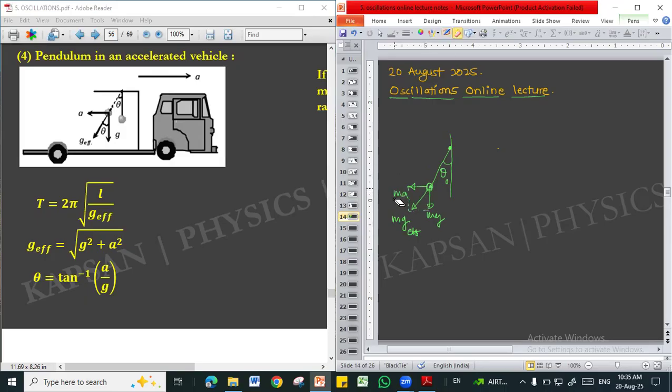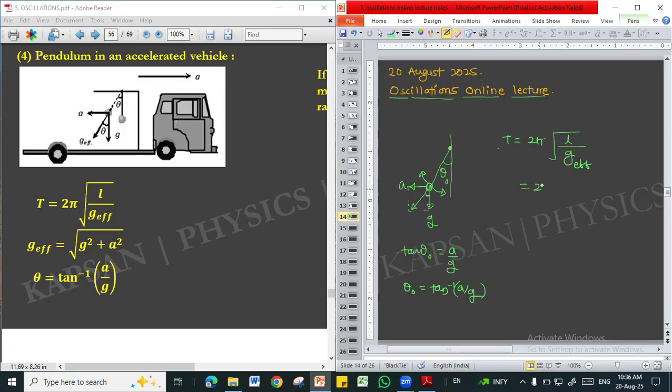You can ignore this mass and write only accelerations also, no problem. This is pseudo acceleration, this is G and this is theta naught, and you can figure out tan theta naught is equal to A by G. Theta naught is equal to tan inverse A by G. This is the equilibrium position, and the pendulum is going to oscillate about this new equilibrium position and not about the vertical. The oscillation time period for this will be 2 pi into root of L upon G effective.